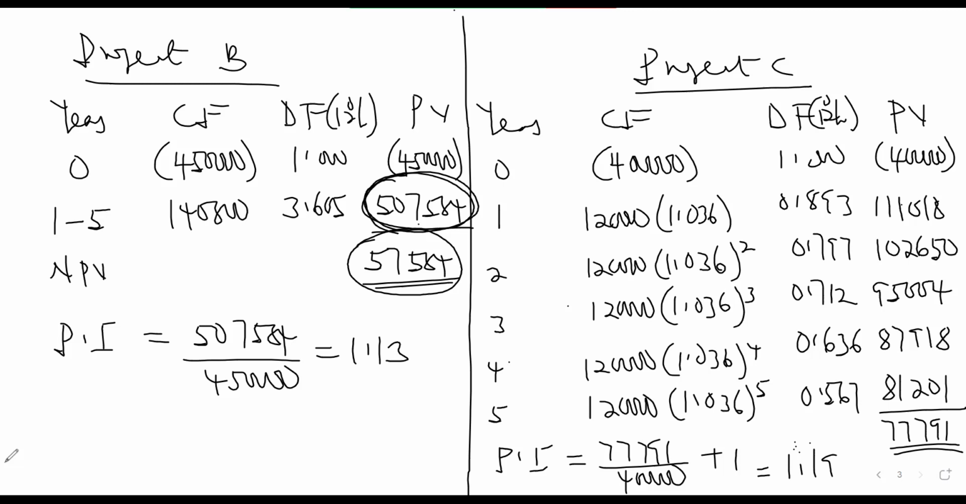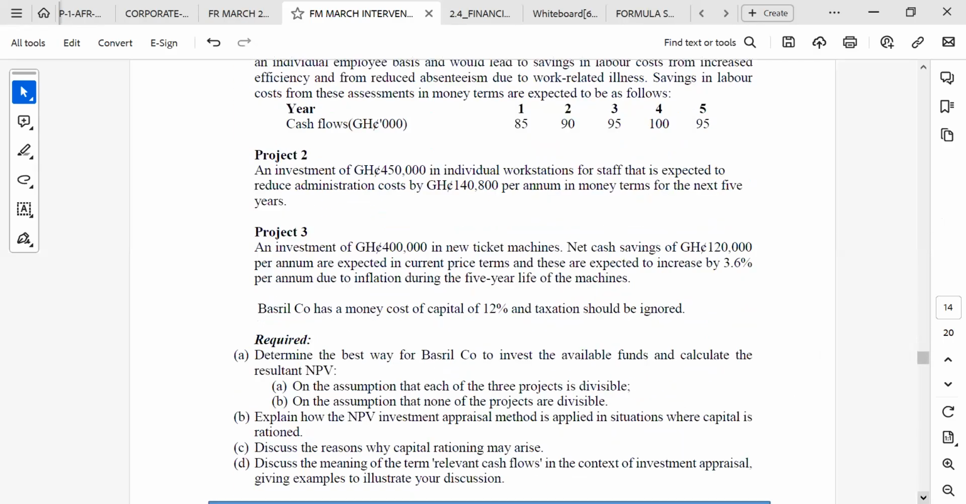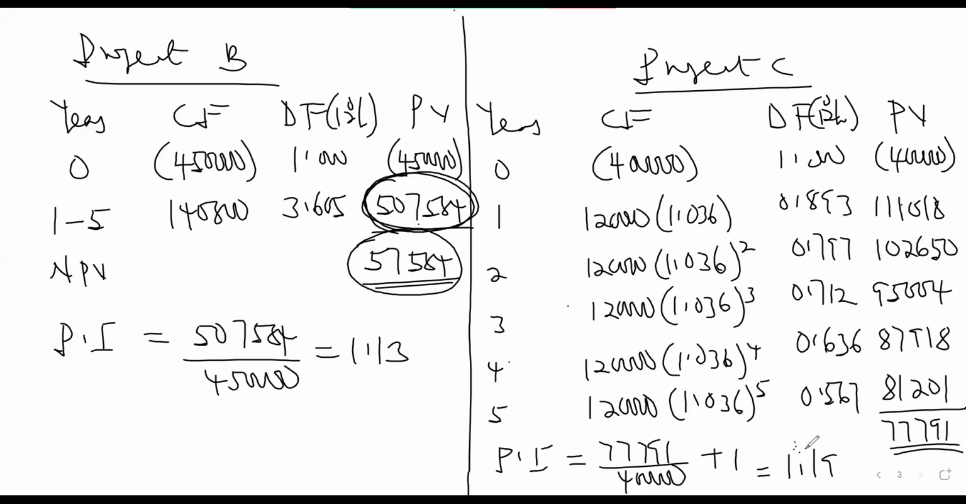So they say that we should do what, based on the assumption that each of the 3 projects is divisible. If the project is divisible, we use the profitability index to determine which project should be undertaken first. So looking at the profitability index, which of the projects should be undertaken first? Project 3 or project C. Okay, project C should be the first one.